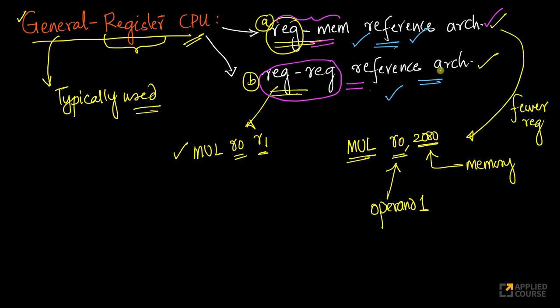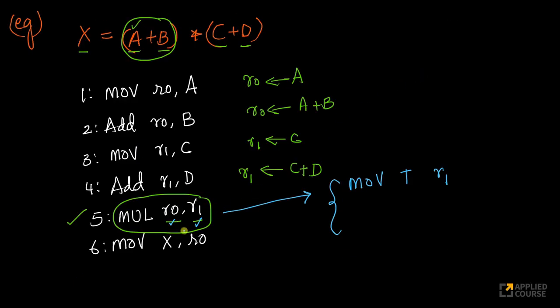For some instructions, it could use this type of architecture. Imagine if this is not allowed, then what do you do? You store whatever is in your R1. What is in R1? C plus D. You store it in a temporary memory location called T. Then you compute this mul.